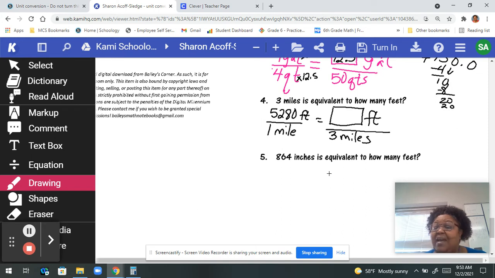So 1 times what gives me 3? 1 times 3. Of course, you already knew that. So 5,280 times 3, I knew you already got that, is 15,840 feet. So in 3 miles, there are 15,840 feet.